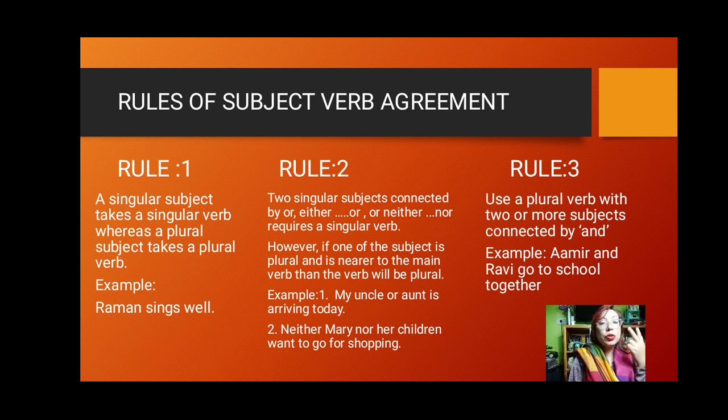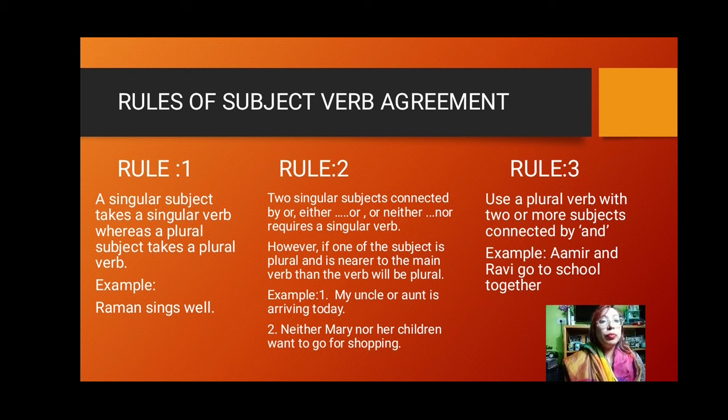So if there are two singular subjects connected with the word or, either-or, neither-nor, it requires what? It requires a singular verb. But there's a little bit of a twist there. However, if one of the subjects is plural and is nearer to the main verb, then the verb will be plural. So if one subject is singular and another subject is plural, and the plural subject is nearer to the main verb, then the verb will be what?